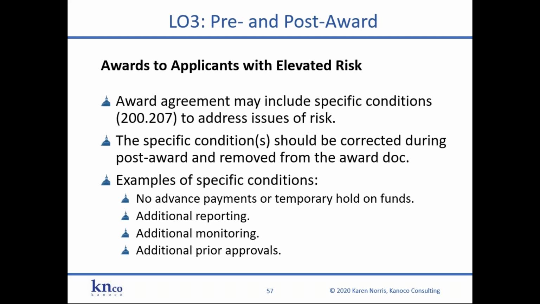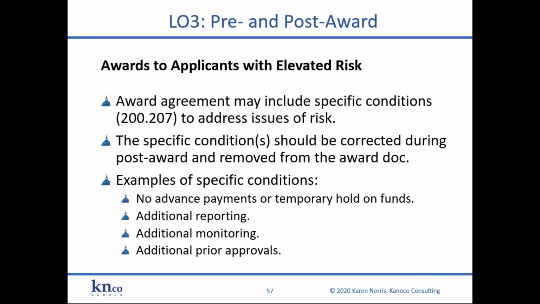be used. For example, everybody reports quarterly. You need to report monthly. We have to keep closer monitoring on your performance. Everyone else could have advance payment. You're high risk. You're going to be cost reimbursement only. So there are some adjustments that a federal agency can arrange in order to get you that award, even if you have high risk.